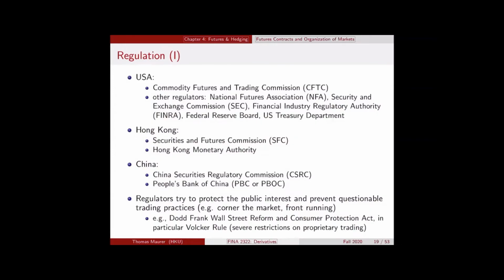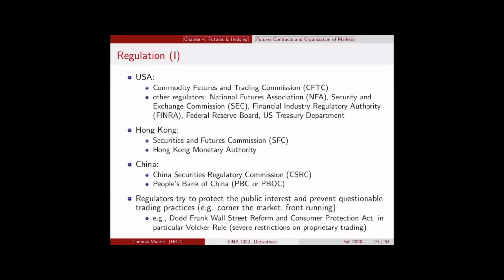We have many different regulators in futures markets in the United States. We have the Commodity Futures Trading Commission. We have talked about this regulator a little bit in our first case study on the LIBOR scandal and Barclays. Then we also have other regulators in the US. So we would have the National Futures Association. We have the SEC, that's the Securities and Exchange Commission, the FINRA, the Financial Industry Regulatory Authority, and we have the Fed, or Federal Reserve Board, and the US Treasury Department. All of them in one way or another are involved in regulation.